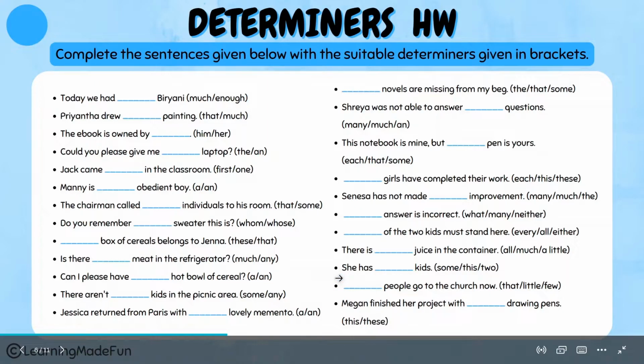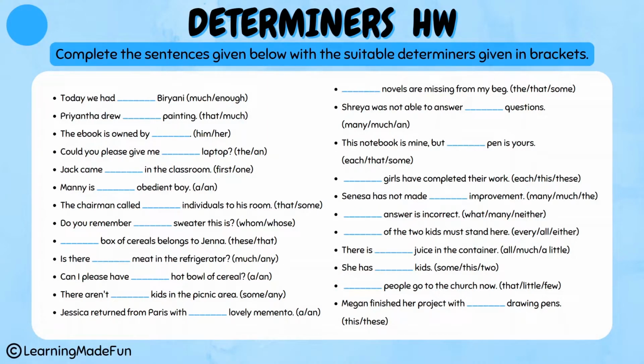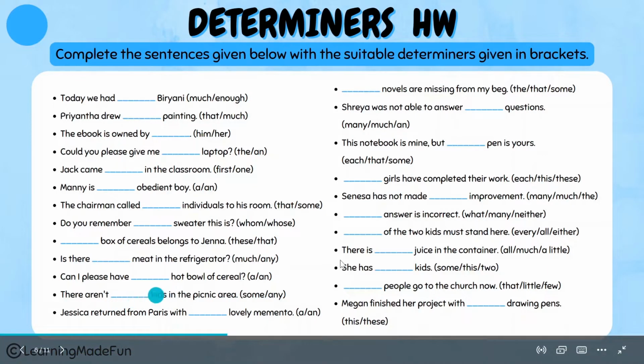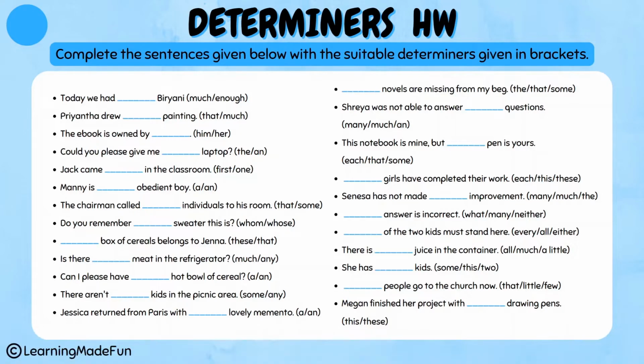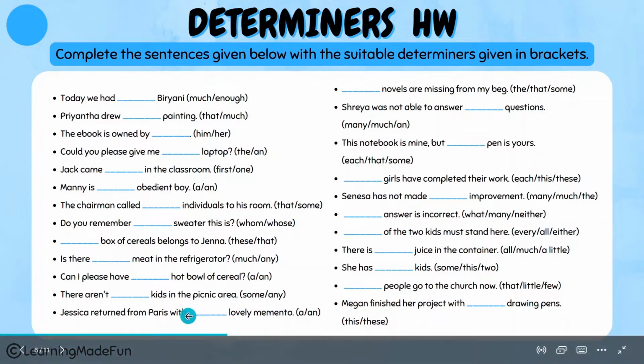There aren't some or any kids in the picnic area. This would be any. Jessica returned from Paris with a or an lovely memento. So we look at the first letter on the right, it's an L, which is a consonant. So we use a. Jessica returned from Paris with a lovely memento.